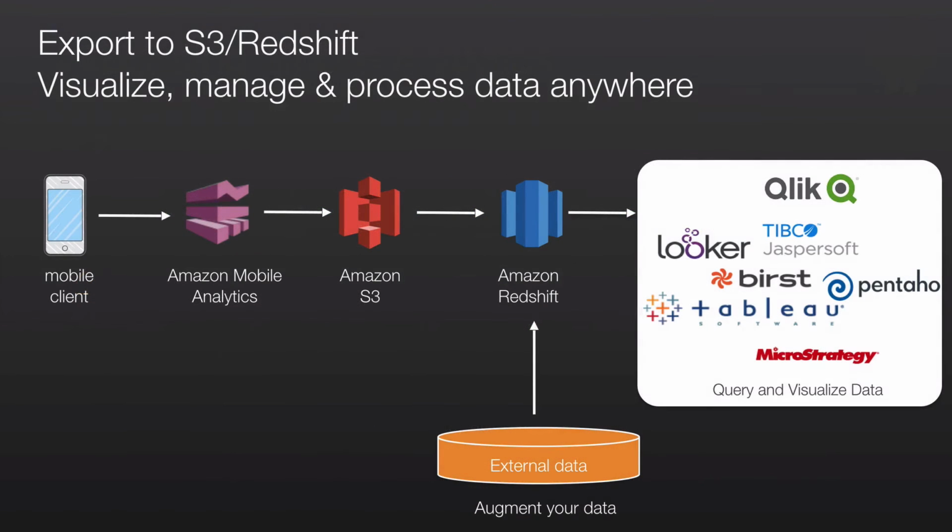Once you have your data inside Amazon Mobile Analytics, you can make use of that with a variety of reporting tools. It's very common for customers to export that data to S3 and then load it into a Redshift data warehouse, our petabyte scale data warehousing service.